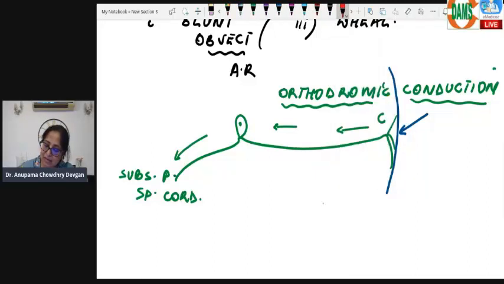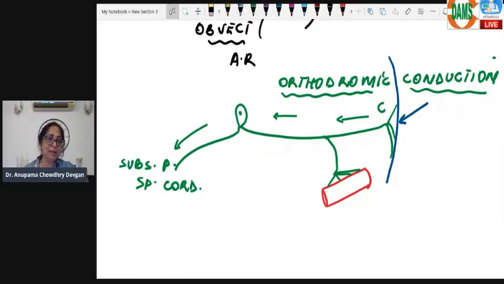Now, these C fibers have a very unique arrangement. These C fibers also receive branches from the blood vessels supplying the area, right?